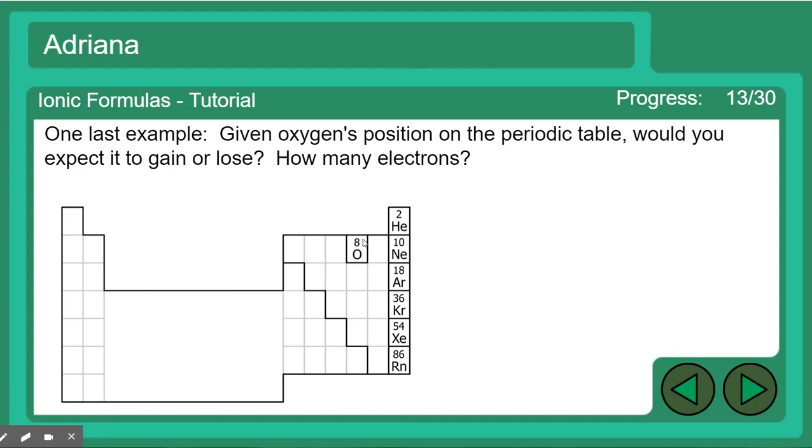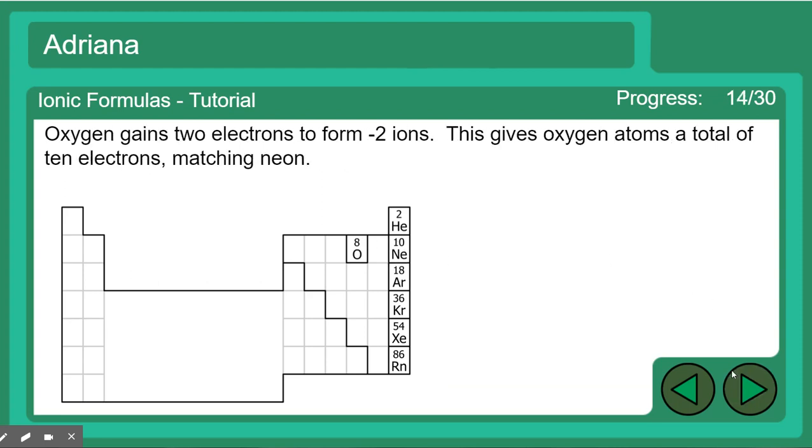Let's look at one more example here. What about oxygen? What do you think is more likely? Is oxygen going to lose 6 electrons to have 2 like helium? Or is it going to gain 2 electrons to have 10 like neon? Hopefully by now you say, oh no, it's definitely going to gain 2 electrons to have 10 like neon. And that's exactly what we see. So oxygen forms an ion with a -2 charge. That's what oxygen does when it becomes an ion.